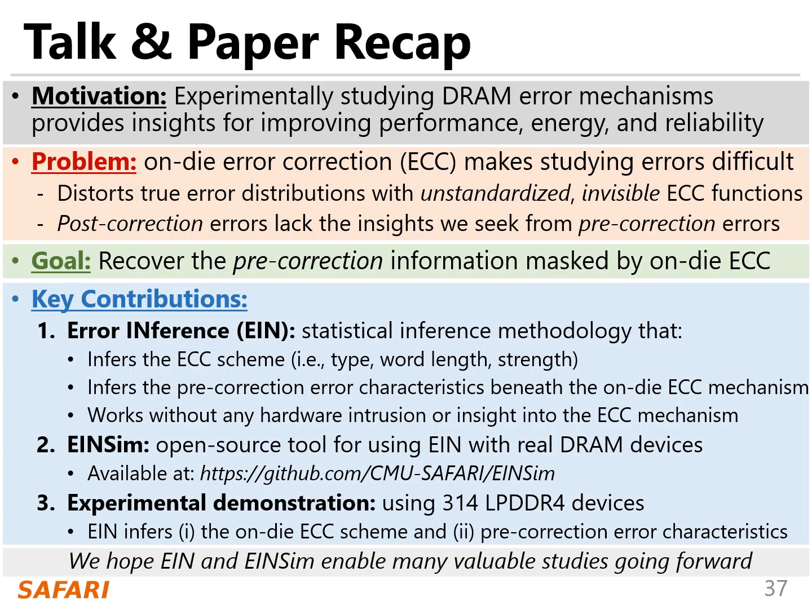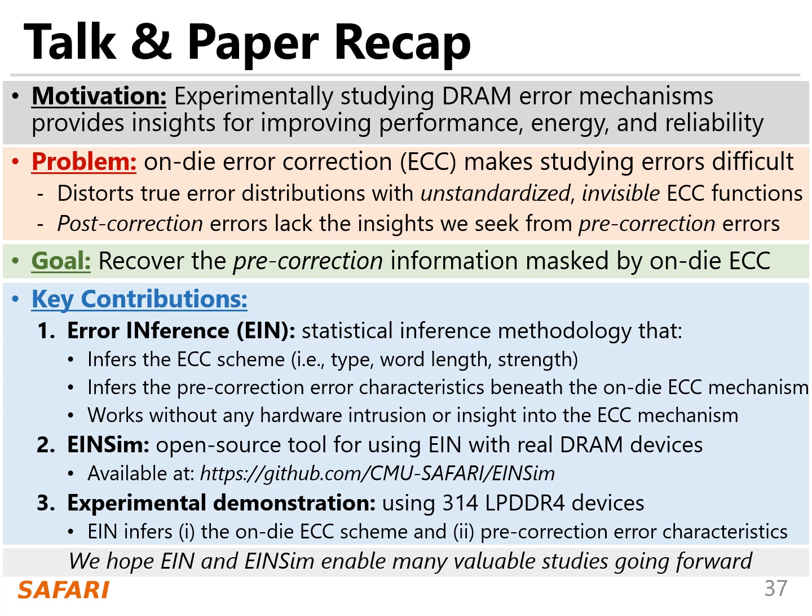Now I'm going to end with a quick recap of the talk and the paper. The motivation for our work is that experimentally studying DRAM error mechanisms provides insight for improving performance, energy, and reliability. The key problem we're facing is that on-die error correction makes studying errors difficult. This is because on-die ECC distorts the true error distributions using unstandardized and invisible ECC functions. This means that the post-correction errors lack the insights that we're looking for from the pre-correction errors. Therefore, our goal in this work is to recover the pre-correction information that's masked by on-die ECC.